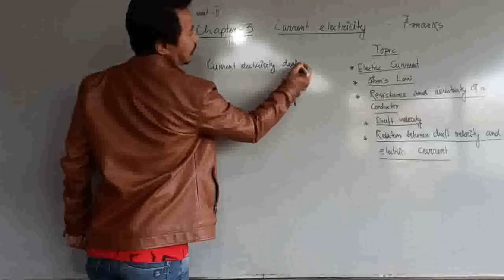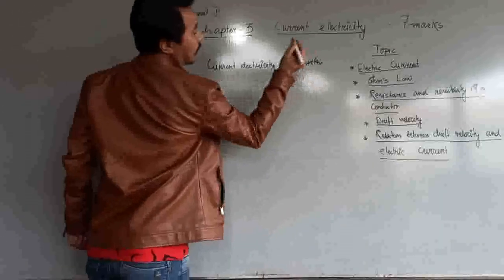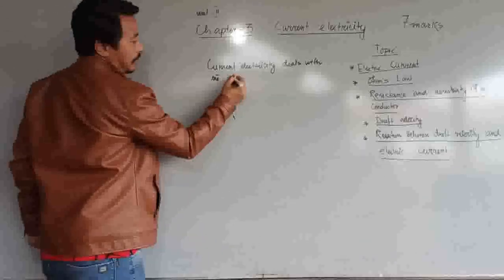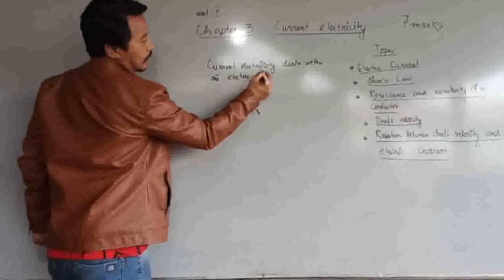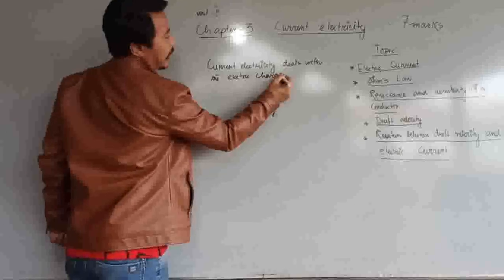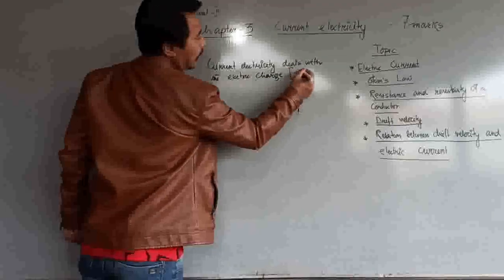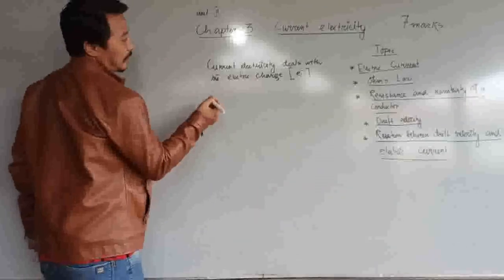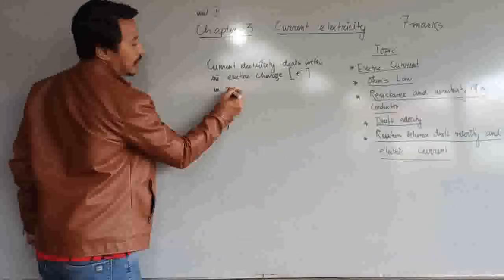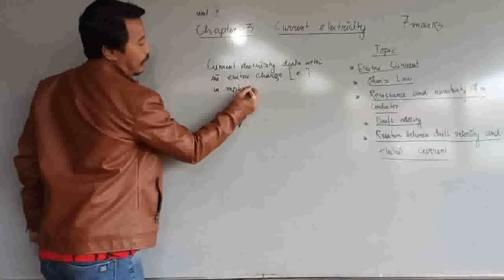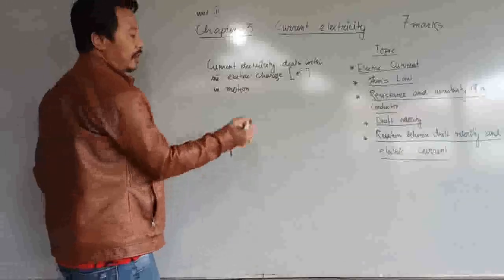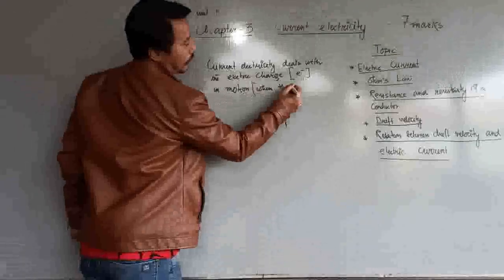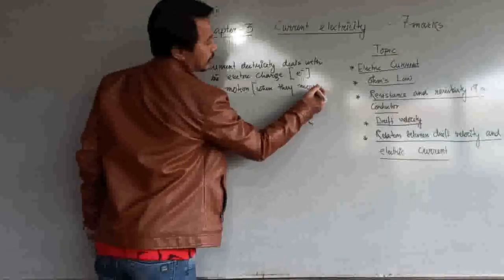Current electricity deals with the electric charge. Electric charge is basically electrons in motion. That means motion that is not random, but when they move in a definite direction.